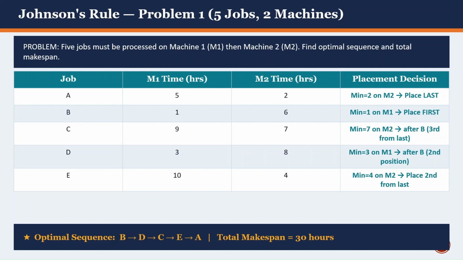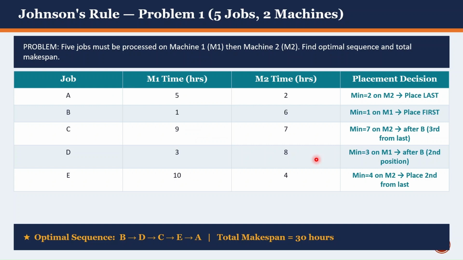Now, what that Johnson's algorithm says is that if I have to process on machine 1 first and then machine 2, then I need to find out first which is having a minimum time. Okay. Now, as you can see here, the minimum time on machine 1 is observed for job B. Now, for job B, the minimum time is observed as 1 hour. So what I'm going to do is on the M1 machine, I'll place this as the first job.